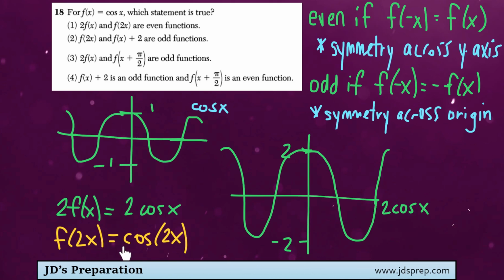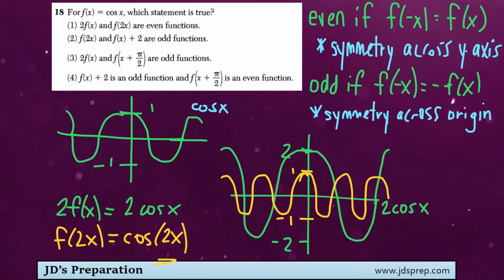Now, what would cos of 2x look like? Well, that's actually going to be a horizontal stretch by a factor of 1/2. So it will have that original maximum of 1 and a minimum of -1. However, it's going to be a bit more rapid, kind of like this.